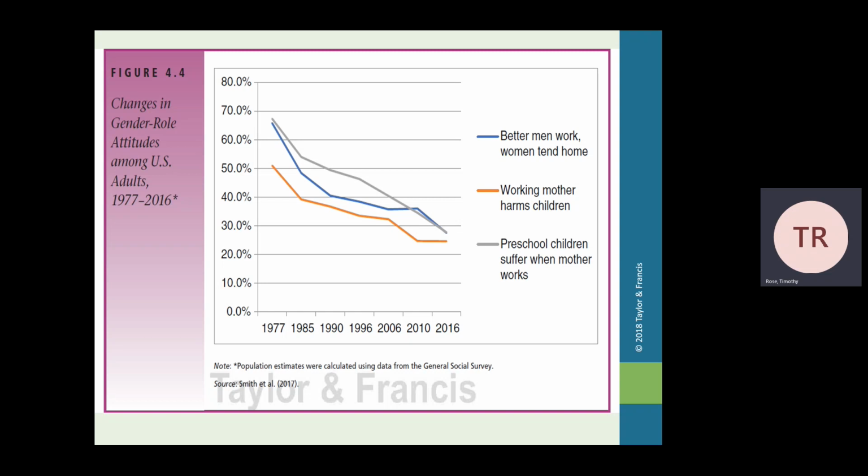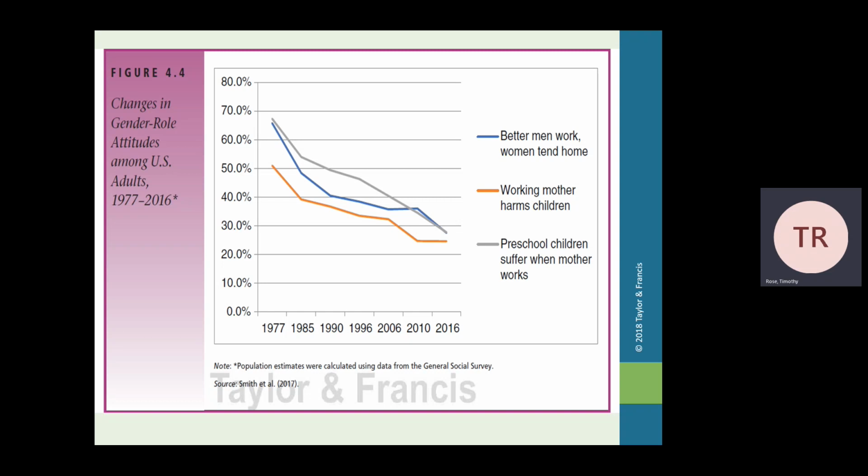But if we look at our chart here, blue line, men work, these are beliefs. Blue line represents people thinking men work better, women should be around the home. The orange line is for people who view working mothers harming children, and the gray line is people who think that preschool children suffer when a mother works. So basically, these are three indicators of people's attitudes towards gender role division whenever it comes to household labor. Blue being that men are supposed to be at work, women at the home. Orange being that being a working mother harms children, and gray representing the idea that preschool children suffer when a mother works.